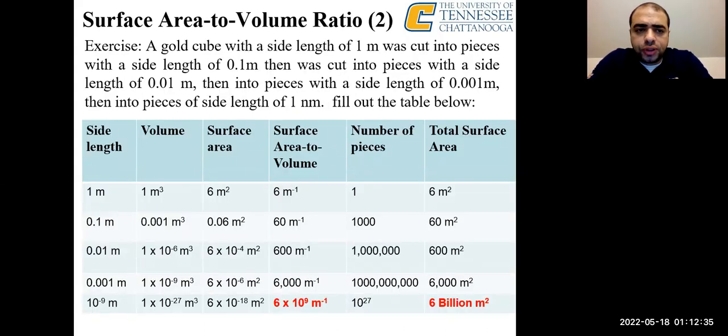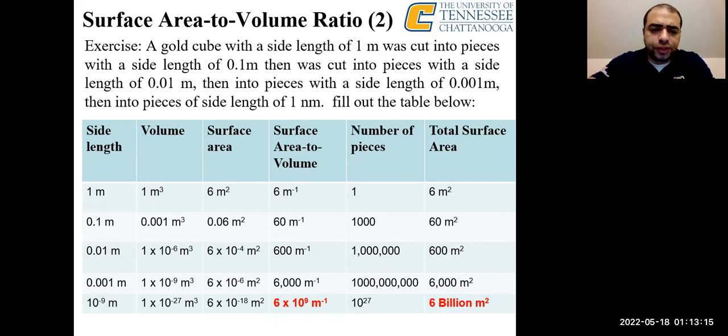Let's look at this example here. A gold cube with a side length of 1 meter. So we have a very large cube of gold of 1 meter, so it's 1 by 1 by 1. It was cut into pieces with a side length of 0.1 meters. Then they were cut into pieces of 0.01 meters, that is 1 centimeter. Then into pieces with a side length of 1 millimeter, 0.001 meter. Then into pieces with a side length of 1 nanometer.